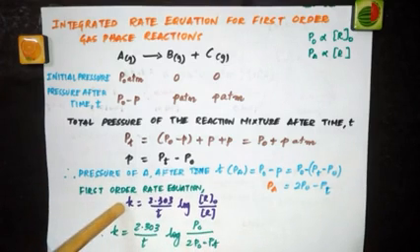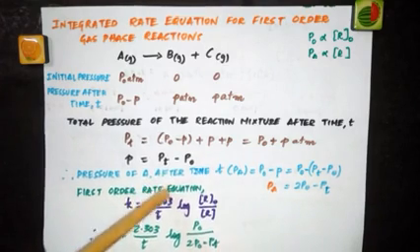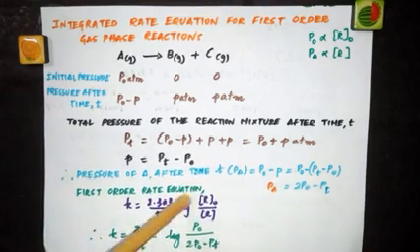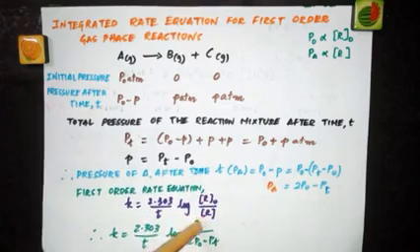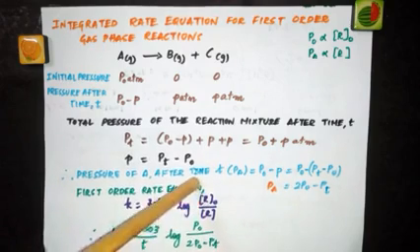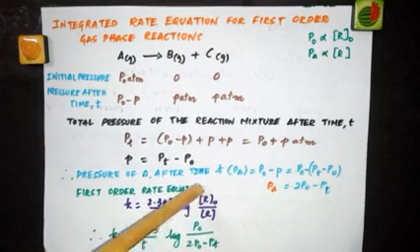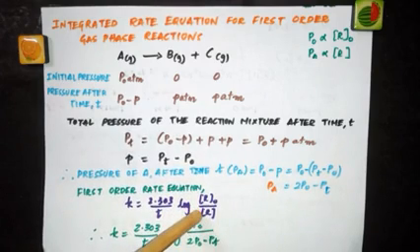Now, when you take the first order rate equation, just now we have derived, K is equal to 2.303 by t log R naught by R. What is this R naught? Initial concentration of the reactant. This is the concentration of the reactant after some time t.